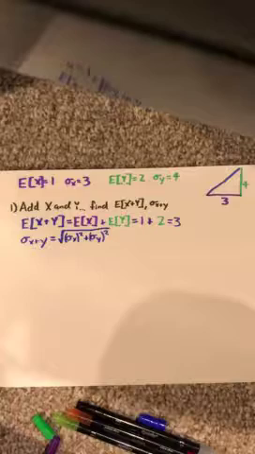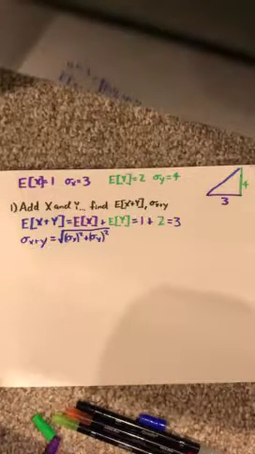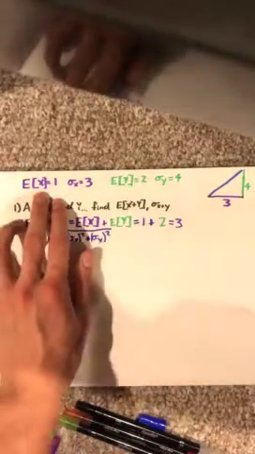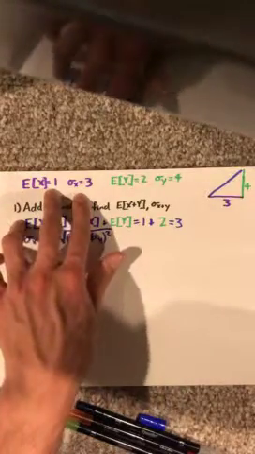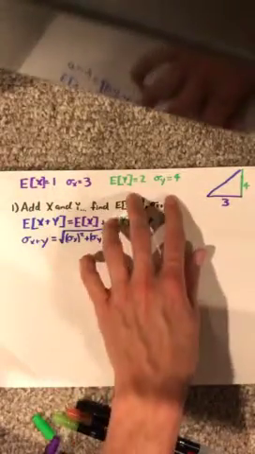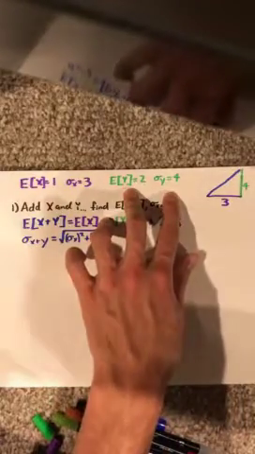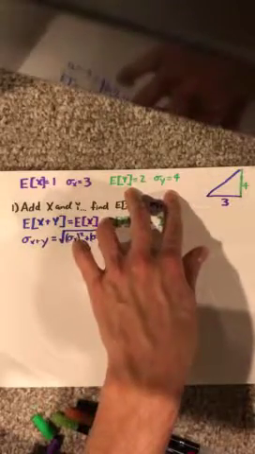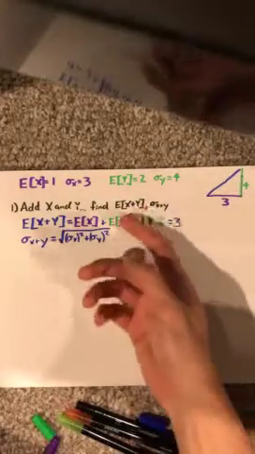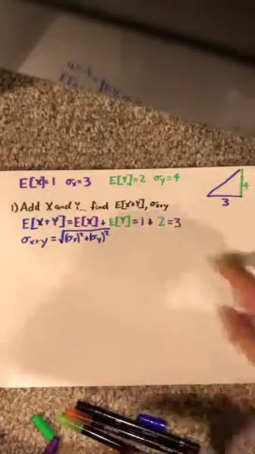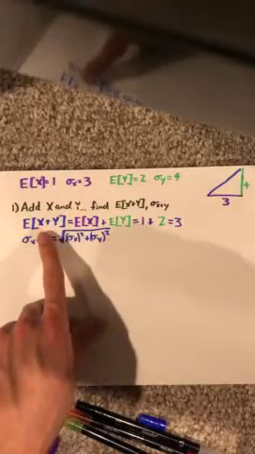So I realized when I was doing it earlier that I didn't like how I was presenting, so I have to refilm it. But we're given a distribution of x in purple with an expected value of 1 and a standard deviation of 3, and a distribution of y in light green, which has an expected value of 2 and a standard deviation of 4. And we want to add x and y together, which means we want to find the expected value of x plus y and the standard deviation of x plus y. So I've already written some stuff down, and I'm just going to walk you through it.